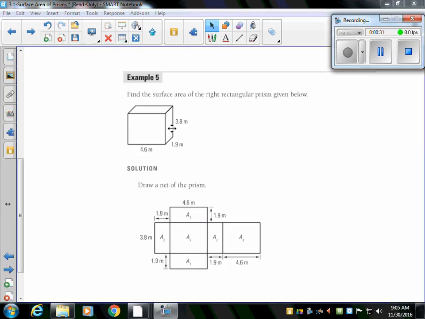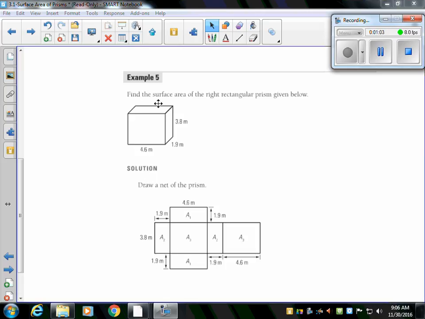But this side area here, that's 1.9 by 3.8, 1.9 by 3 is area 2 here, and area 2 here. There's two of them. Usually when you have a rectangular box, you'll end up with three different types of area, two of each. Then we also have this one that's 4.6 by 1.9. That's the one that's on the top of the surface and the one that's on the bottom of the surface.